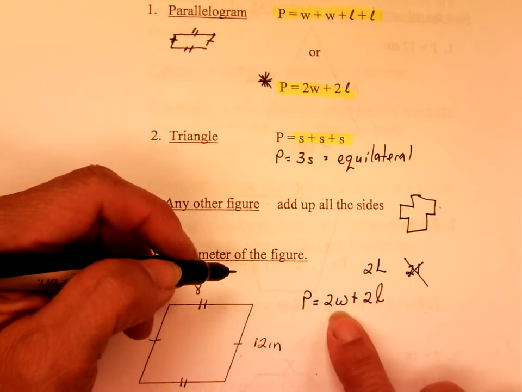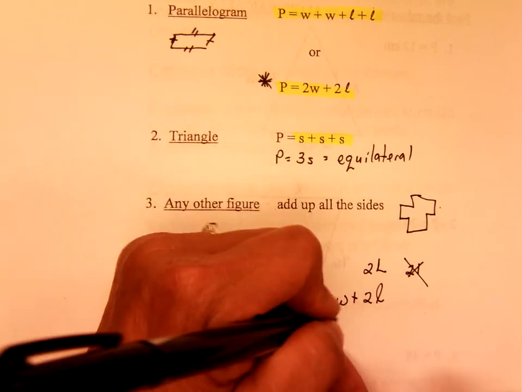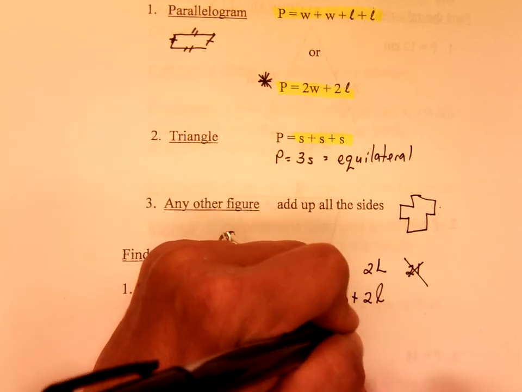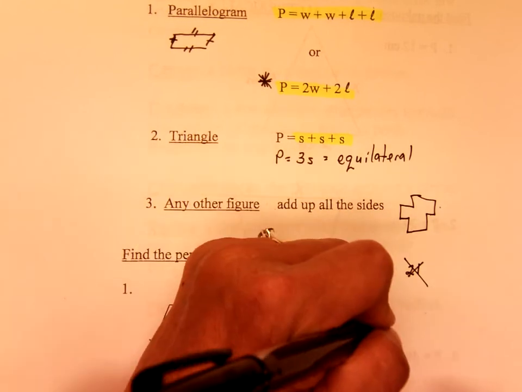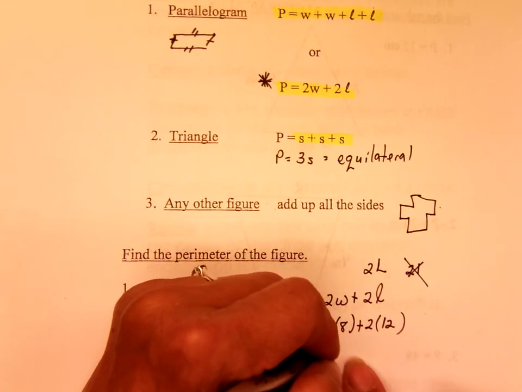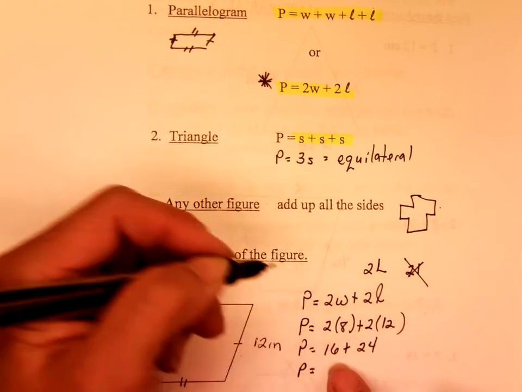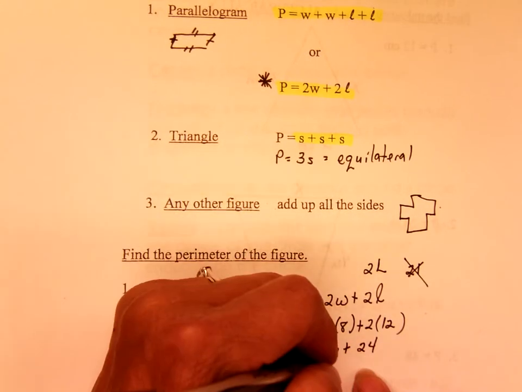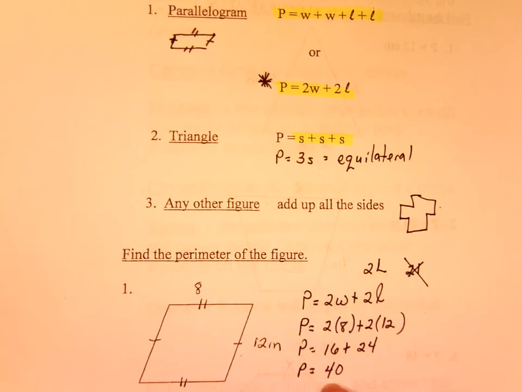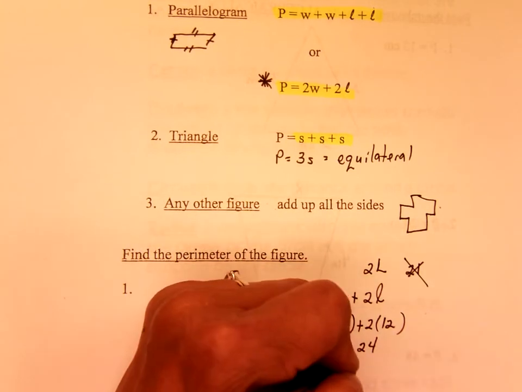Replace your variable with numbers. So P, remember, stands for perimeter, is equal to 2 times 8 plus 2 times 12. Order of operations tells us that we have to multiply first. So you go P is equal to 16 plus 24. And then P is equal to 40. If you just write P is equal to 40, I'm going to tell you it's half wrong. Don't forget your units. This is inches, so you have to write 40 inches.